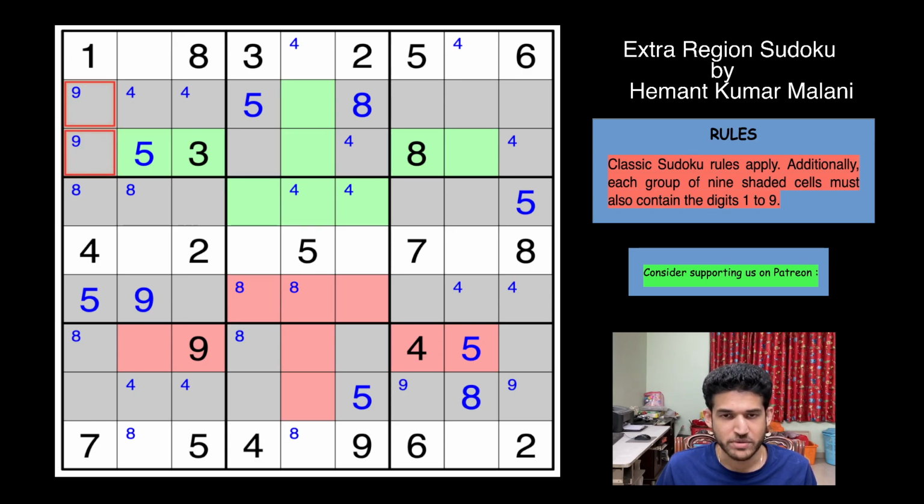And now 9 cannot be here because this gray region already has a 9. 9 cannot be here because of this, so 9 is in these 3 cells, which means my 9 in column 4 has to be in these 2 cells, right? Okay.